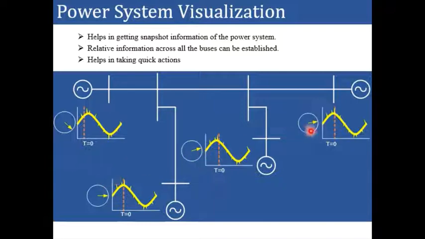So by comparing all those voltage magnitudes and angles, we can get a lot of information about the health of the power system. Say, for example, if the angle difference between voltages is very large, that means the power system is operating at a critical condition.